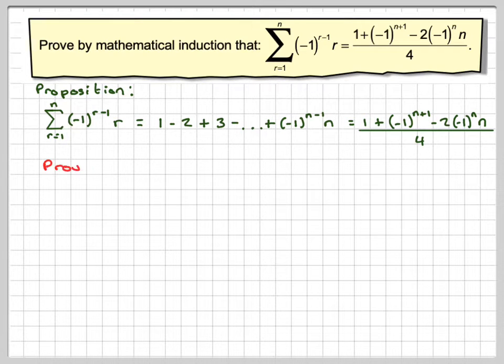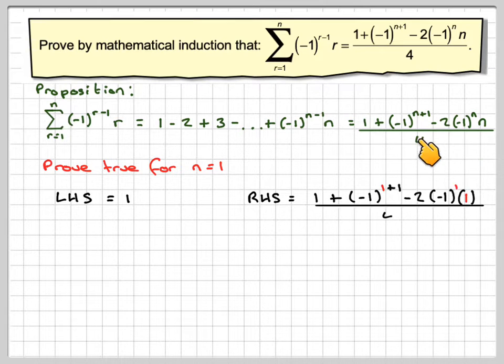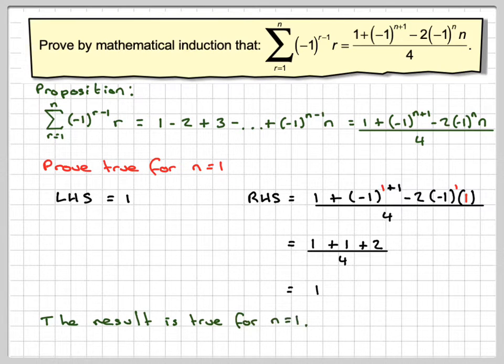Right, first of all, we prove it true for a particular value, so we'll do n equal to 1. The left-hand side is 1, and for the right-hand side, we substitute 1 everywhere there's an n, so there's a 1 there, and a 1 there, and a 1 there. That will give me 1, (-1) squared is plus 1, so it's 1 plus 1, and this will just be (-1)^1 times 1, which is minus 1 times minus 2, which is plus 2, over 4. That will give me 4 over 4, which is 1. Therefore, the result is true for n equal to 1.